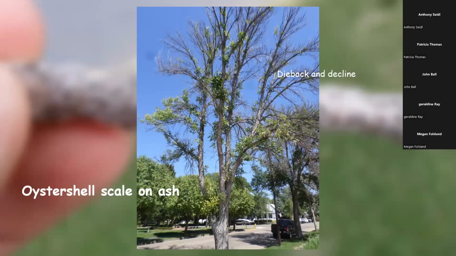I took this picture in Pierre, South Dakota. And what you're looking at are ash trees. And these ash trees are going around the streets. That's actually the governor's home in the background there. I took this picture several years ago now. But this was a huge outbreak of oyster shell scale, which is an armored scale.